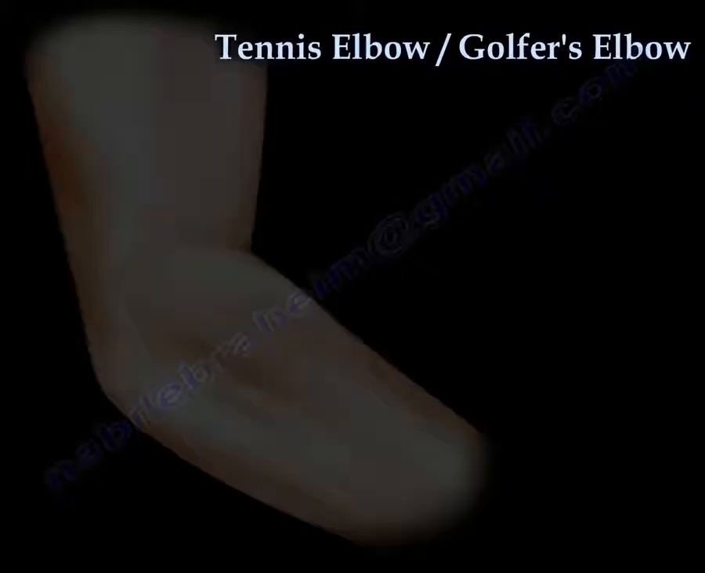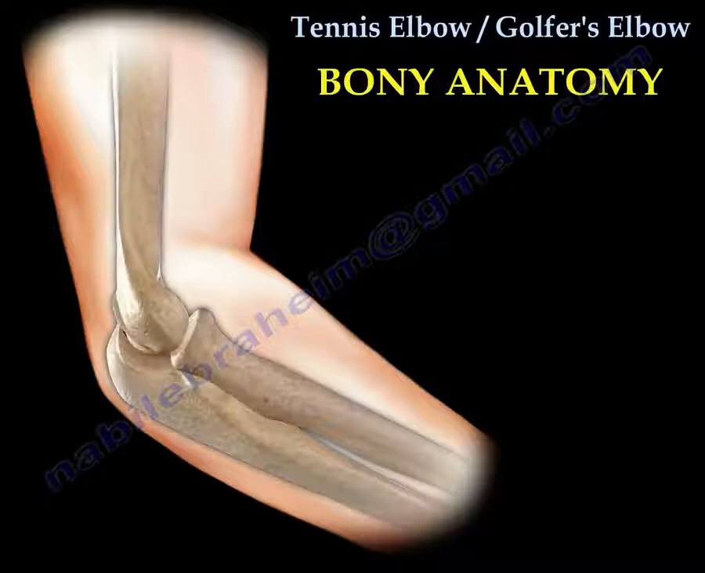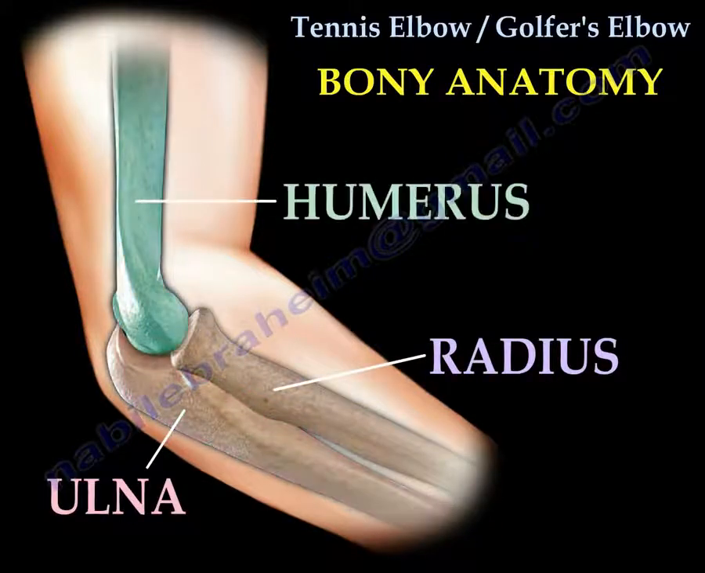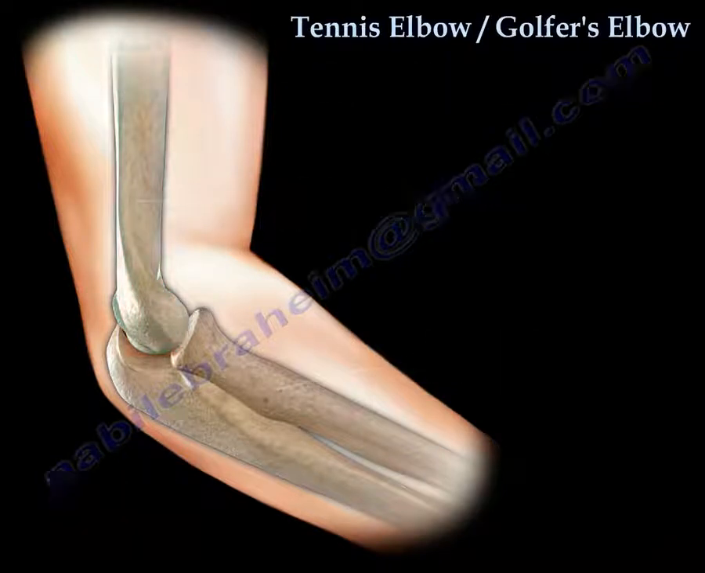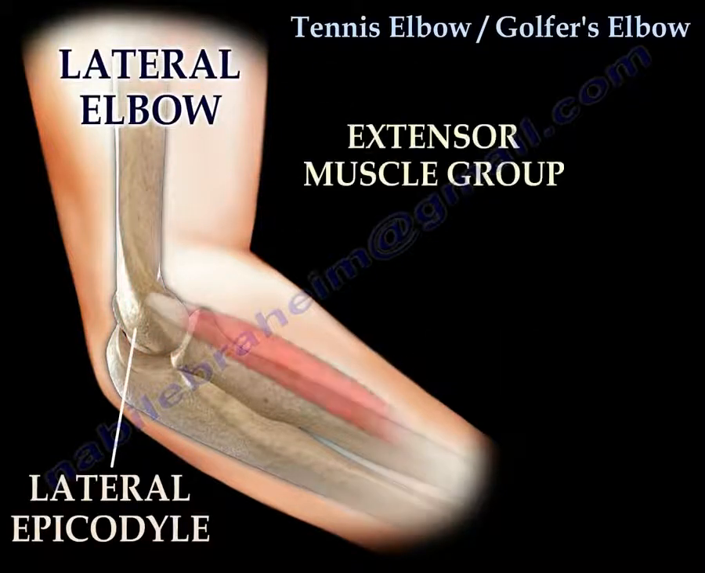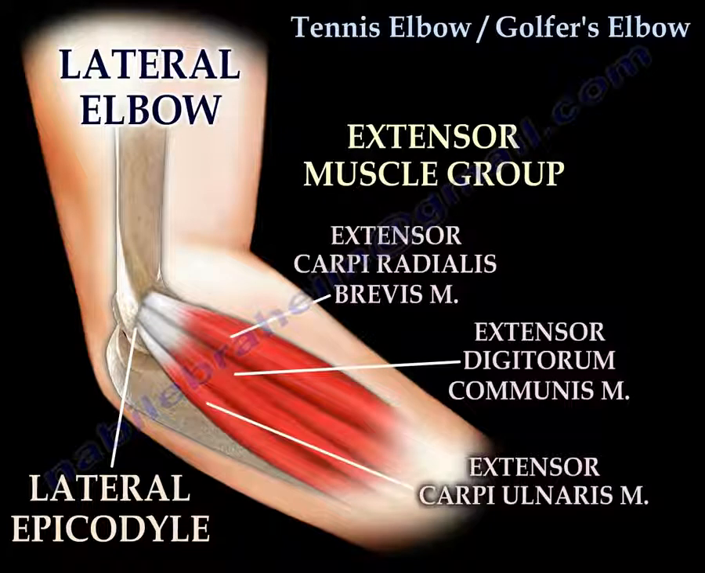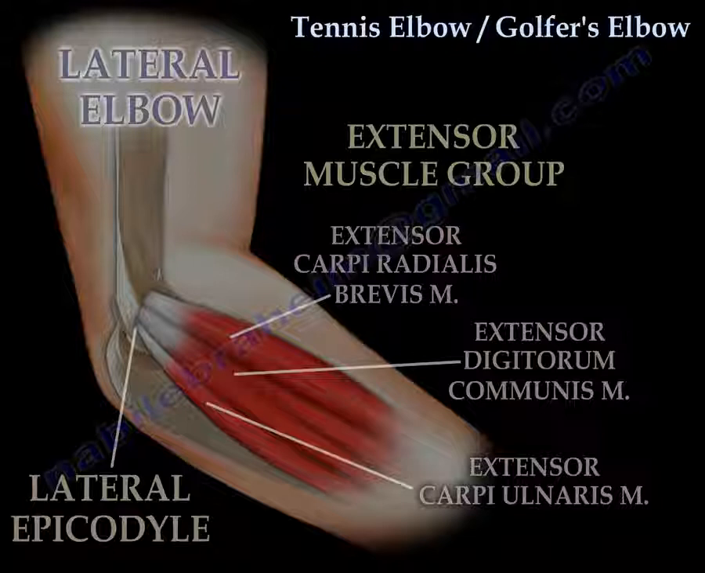Tennis and golfer's elbow. Bony anatomy of the elbow. Here you can see the radius, the ulna, and the humerus. Here you can see the lateral side of the elbow. The lateral epicondyle gives origin to the extensor muscle group, specifically the extensor carpi radialis brevis.